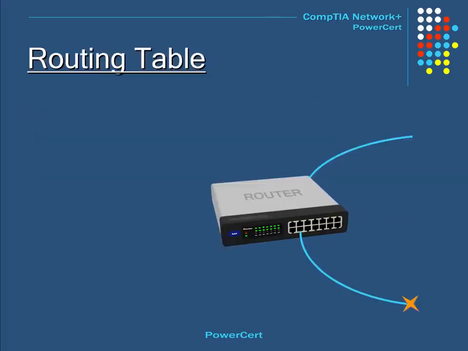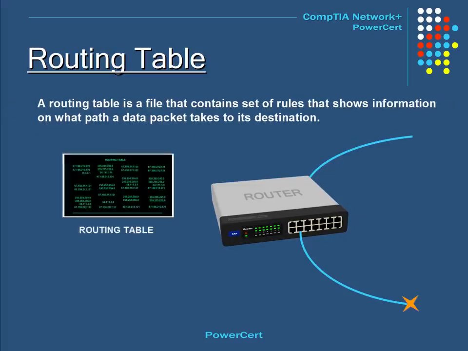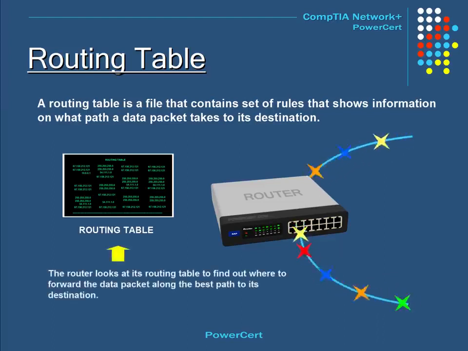A routing table is a file that contains a set of rules that shows information on what path a data packet takes to its destination. For example, a router uses routing tables. So as a data packet arrives, the router looks at its routing table to find out where to forward the data packet along the best path to its destination.